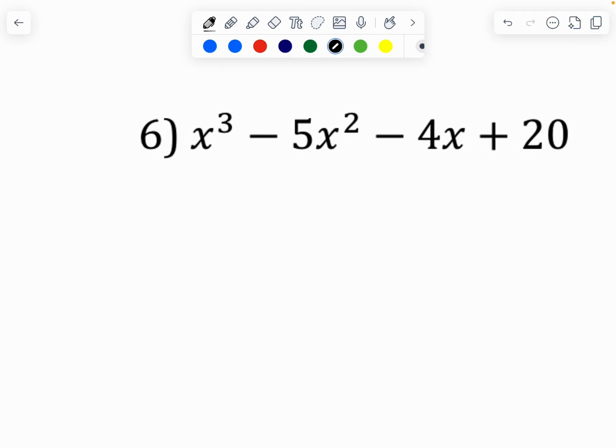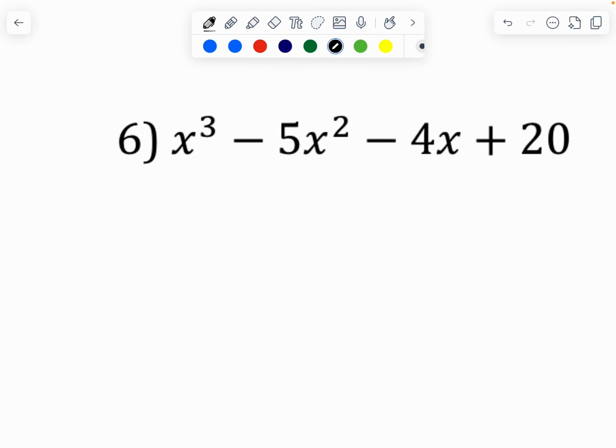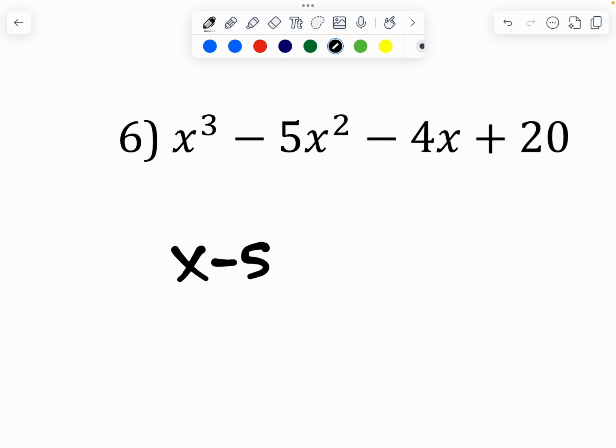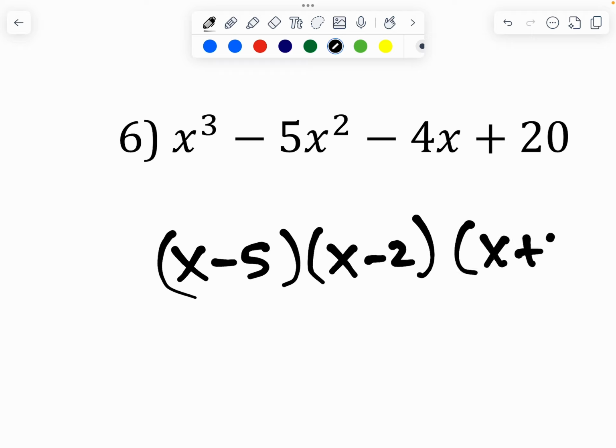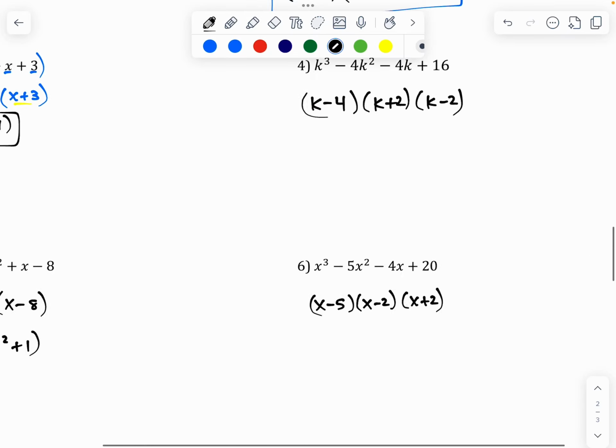All right, number 6, the answer to that one should be x minus 5, x minus 2, and x plus 2. Okay, so work through those and check them out.